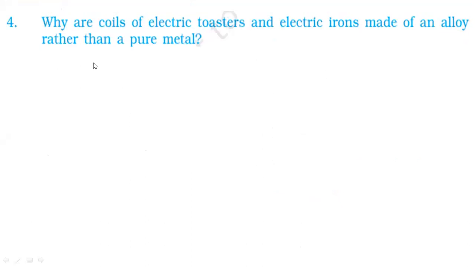Next question is, why are coils of electric toaster and electric irons made up of alloy rather than pure metal? Okay, you give me the answer for this question. We have seen why alloys are supposed to be used. I gave you two reasons. Okay, give me a response in the chat box. What is the reason why we use alloys in toasters and irons?